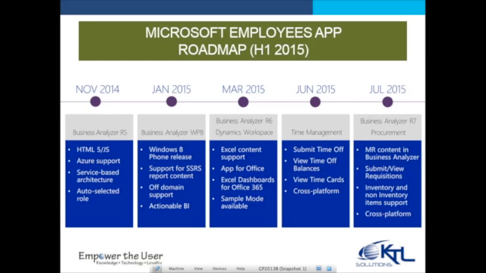So this is the map for the employees' apps. So November of 2014, that's when they're going to go out to HTML5. Give me Azure support, service-based architecture, and then auto-selected roles. In 2015, we're going to have a Windows 8 phone release. A lot of this is for Business Analyzer. You'll be able to deploy SSRS report content, off-domain support, meaning that your phone does not have to be VPN connected to the system, and then improved business intelligence, which will be actionable in the system.